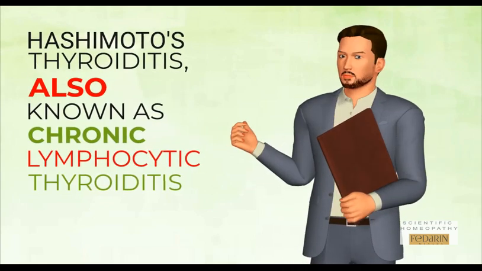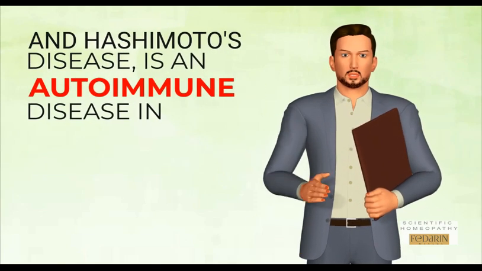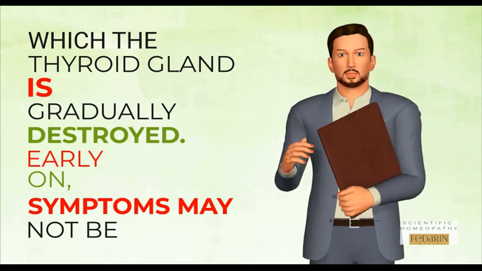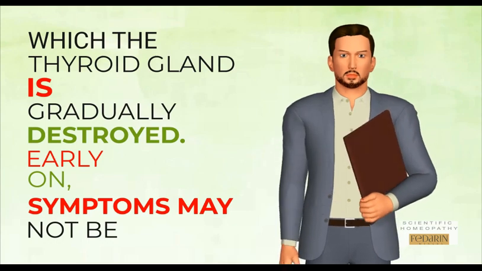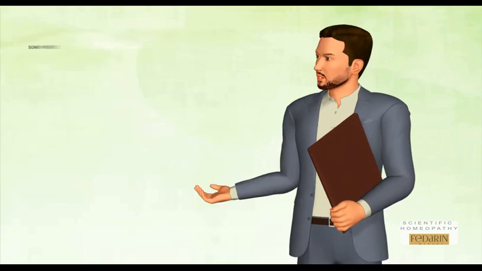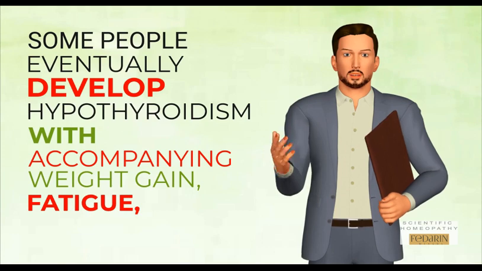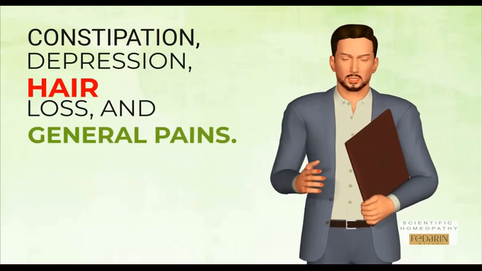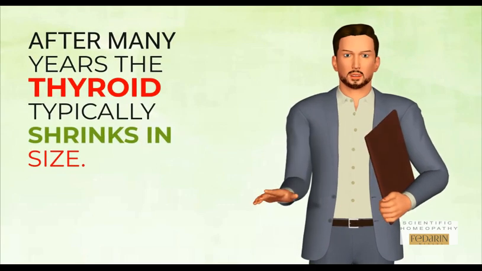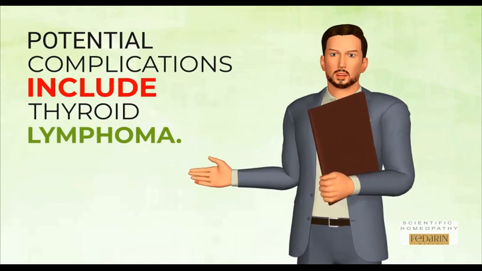Hashimoto's thyroiditis, also known as chronic lymphocytic thyroiditis and Hashimoto's disease, is an autoimmune disease in which the thyroid gland is gradually destroyed. Early on, symptoms may not be noticed. Over time, the thyroid may enlarge, forming a painless goiter. Some people eventually develop hypothyroidism with accompanying weight gain, fatigue, constipation, depression, hair loss, and general pains. After many years, the thyroid typically shrinks in size. Potential complications include thyroid lymphoma.